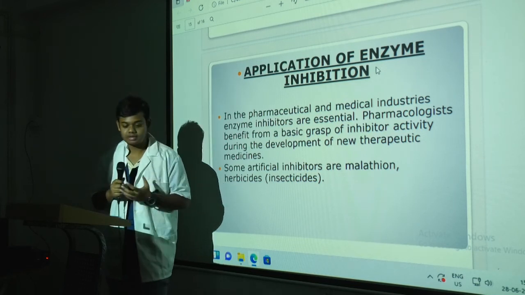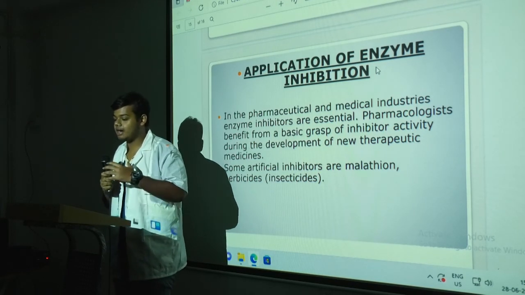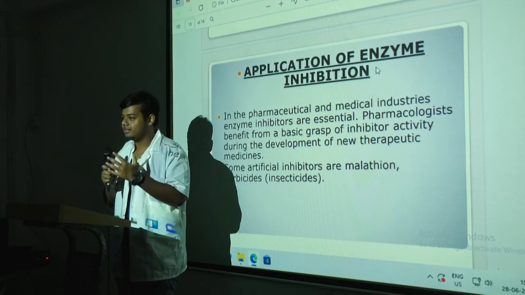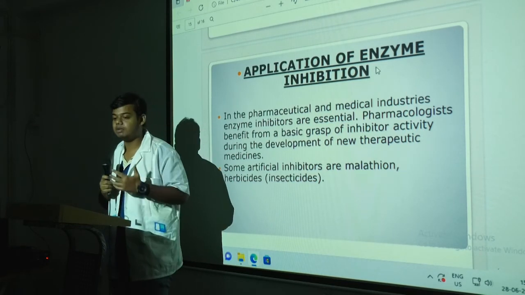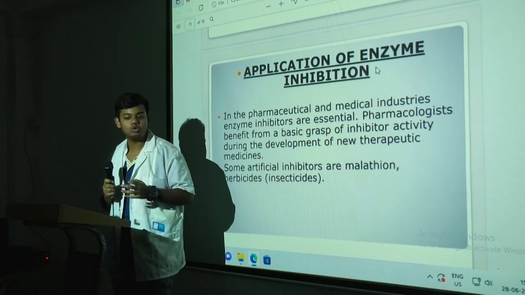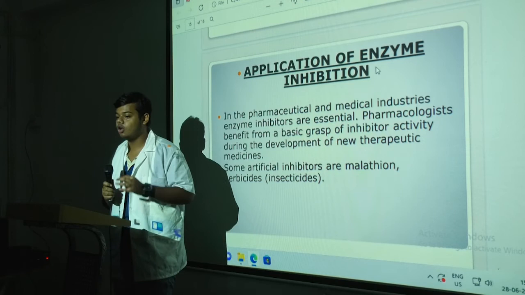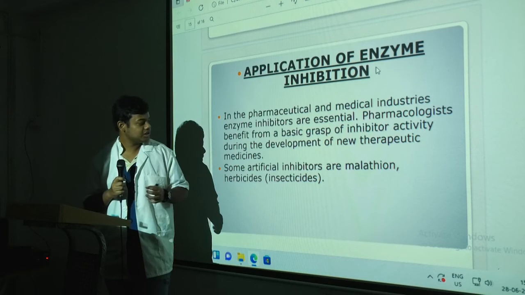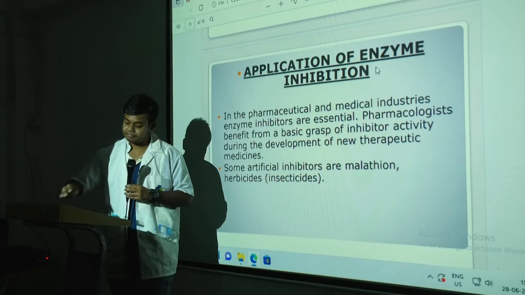For example, if any enzyme is causing physiological dysfunction in the body, that enzyme has to be blocked or its action controlled. Then an inhibitor, maybe a competitive, non-competitive or uncompetitive inhibitor, has to be used to control that enzyme action, so that the rate of the reaction slows down or the reaction completely stops. Some artificial inhibitors are malathion, herbicides and insecticides.